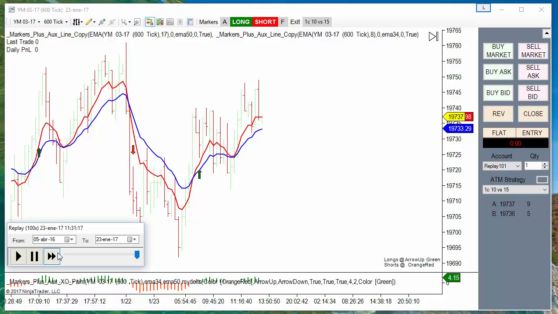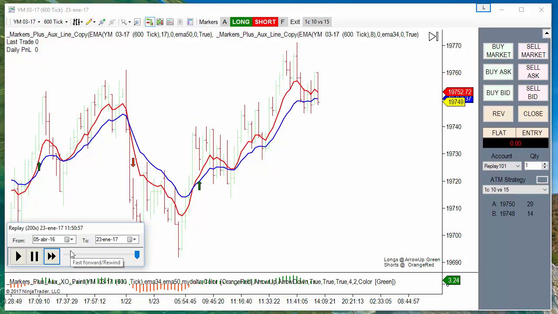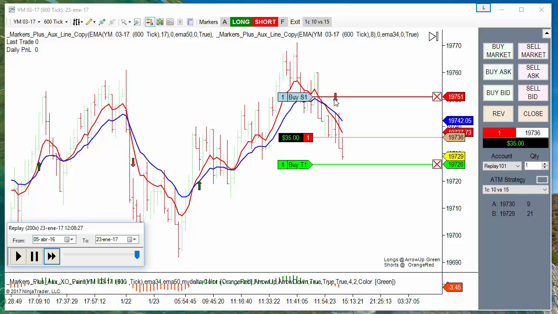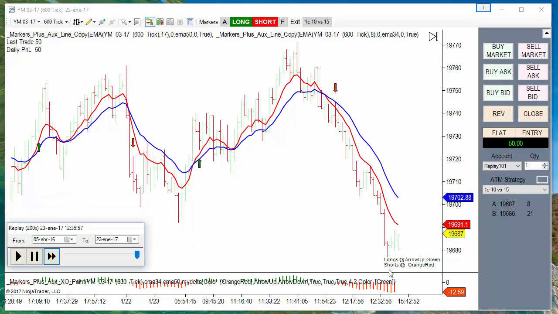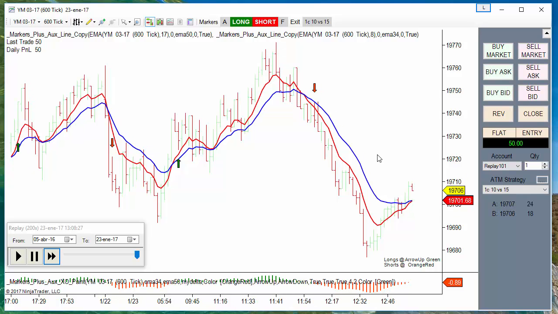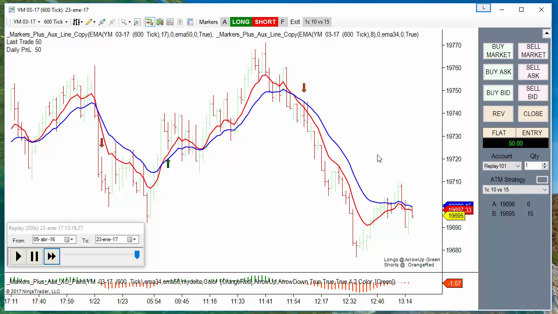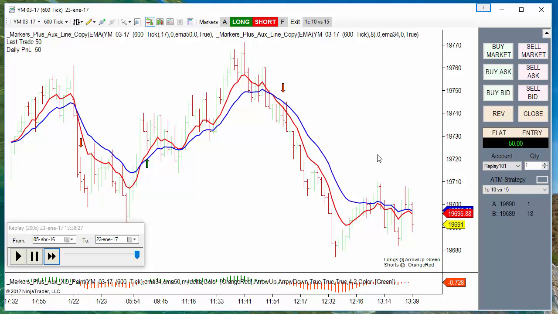We can increase the speed. Now we are just about to have a short signal. Here is the short signal painted. Target filled. And there was much more potential on that trade than what we traded. We may use a bigger target with a trailing stop or more positions with different targets in the middle.